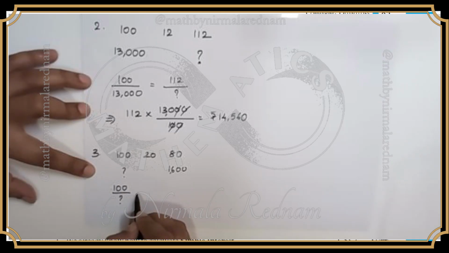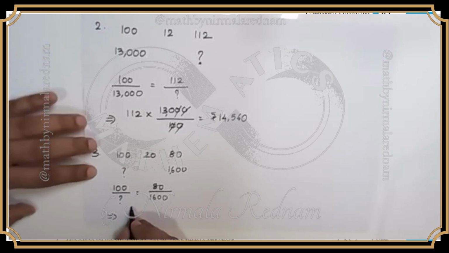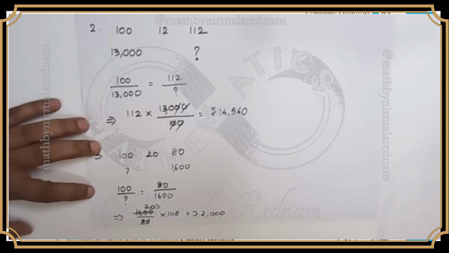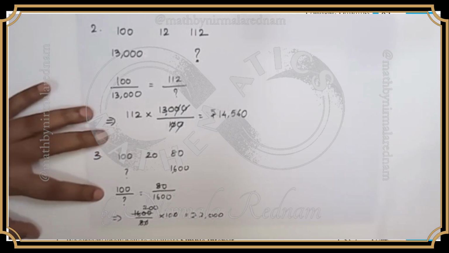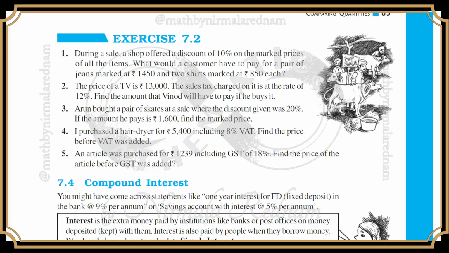So 100 by the original marked price is nothing but 80 by 1600. If you cross multiply, this is going to give me 1600 by 80 into 100. This is nothing but 2000. So the original marked price of the roller skates is 2000 rupees, and he got a 20% discount, and so he got it at 1600 rupees.